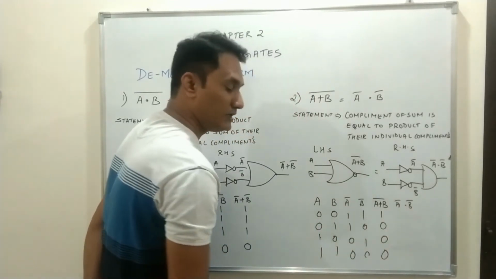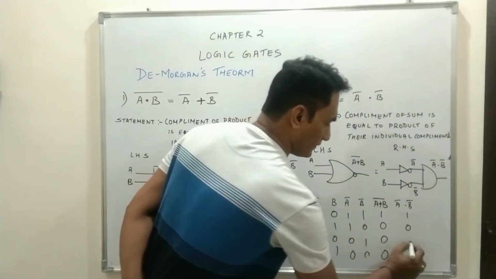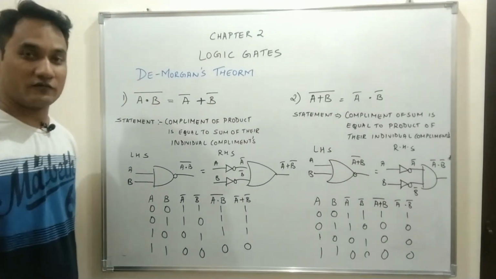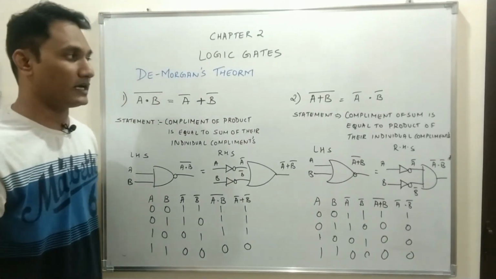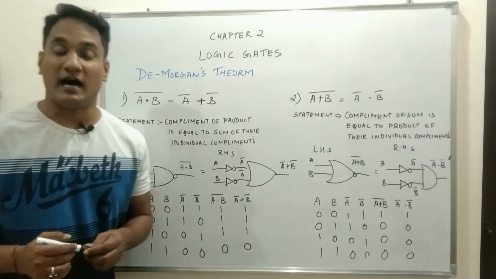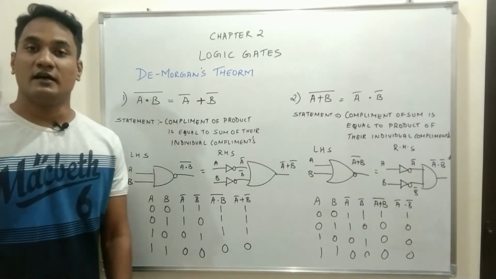AND logic is simply multiplication: 1 into 1 is 1, then 0 0 0. So what you can see is the last two columns are the same, therefore we can say (A plus B) whole bar equals A bar dot B bar. This question will be asked for 4 marks, so make sure that you understand it properly.